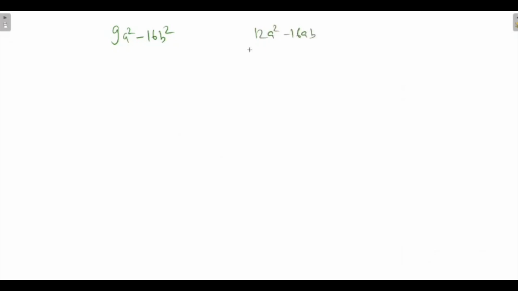Whenever we have this, we try to put this expression into some sort of factors. Here this looks more like a summation, but if you look at it very closely, 9a square can be written as 3a whole square, and similarly 16b square can be written as 4b whole square. Now this looks like a square minus b square, so it will be a plus b into a minus b, this identity. So 3a plus 4b, and 3a minus 4b.